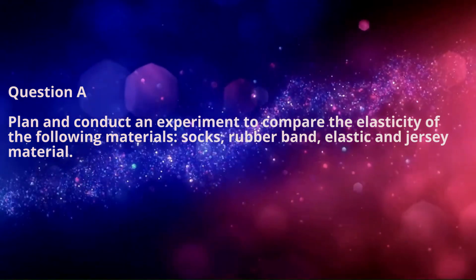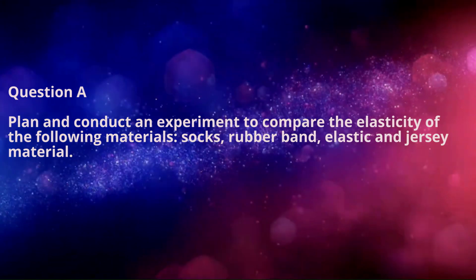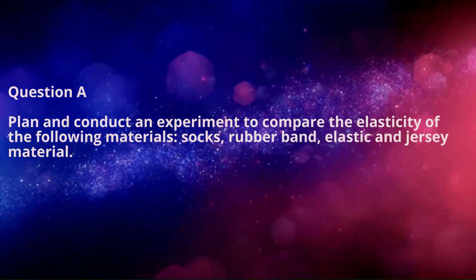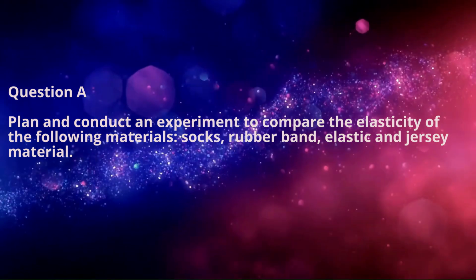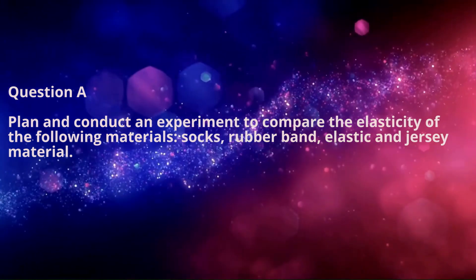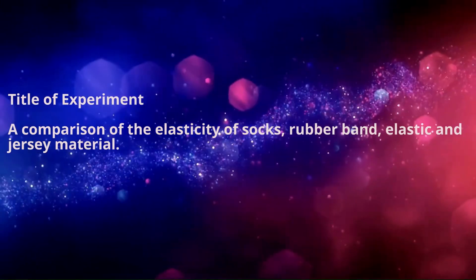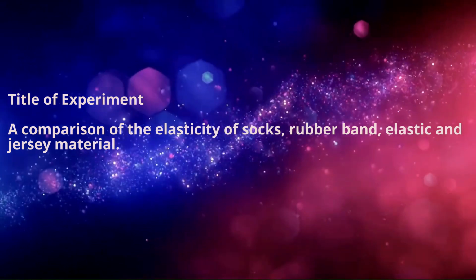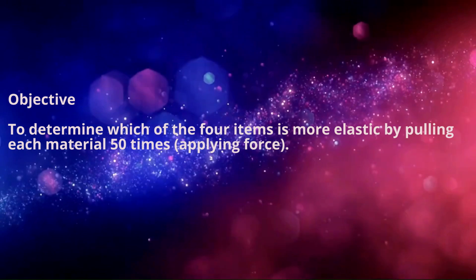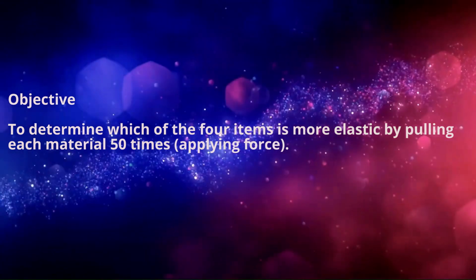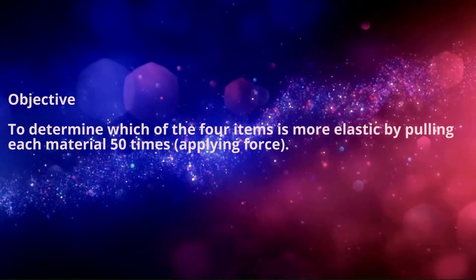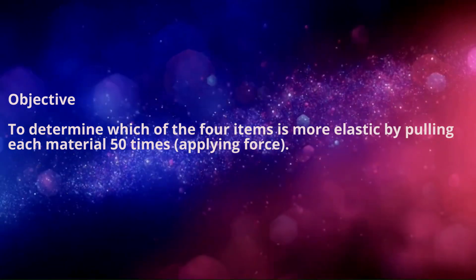Question A. Plan and conduct an experiment to compare the elasticity of the following materials: socks, rubber band, elastic, and jersey material. Title of experiment: a comparison of the elasticity of socks, rubber band, elastic, and jersey material. Objective: to determine which of the 4 items is more elastic by pulling each material 50 times, and so by applying force.